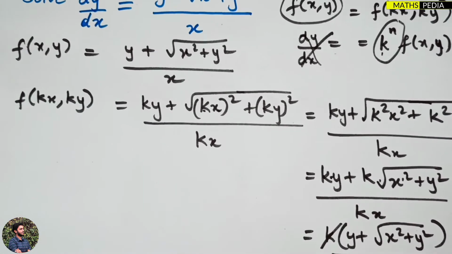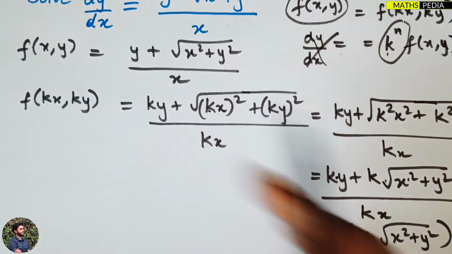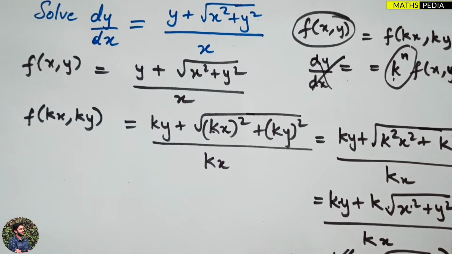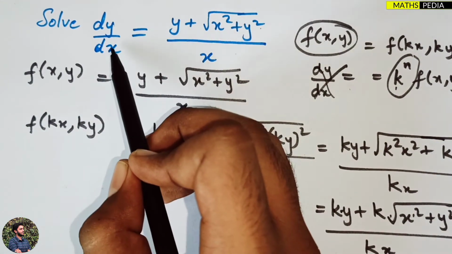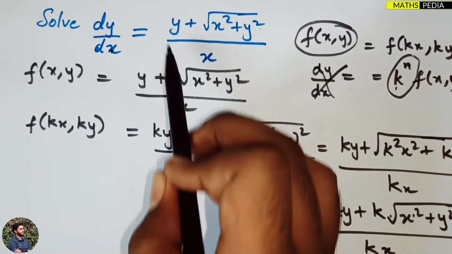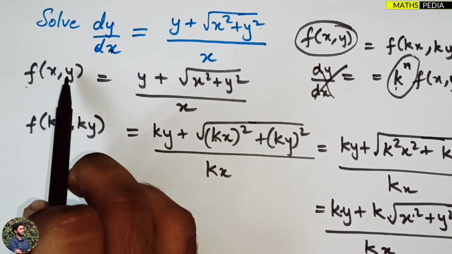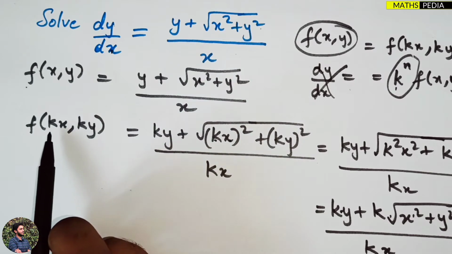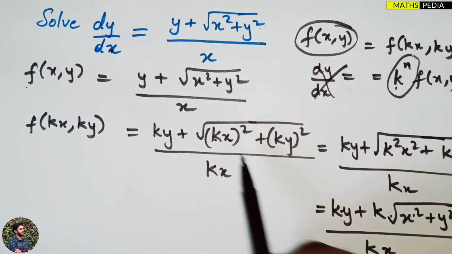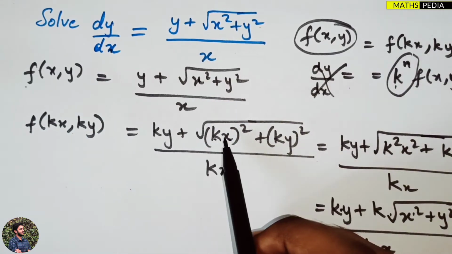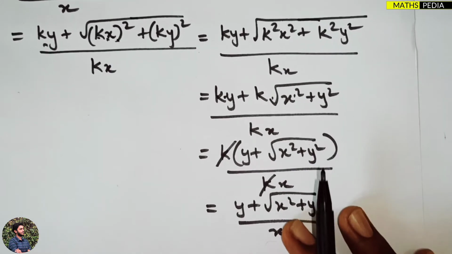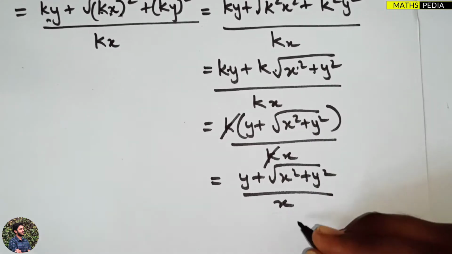This is nothing but what you can see in the question itself. We have taken f of x comma y, and one more point I should tell you: you should bring it in the form of dy by dx first. dy by dx you have to bring on one side, and all the rest of the terms on the other side. Then you take it as f of x comma y, then put any constant, any lambda, f of kx comma ky. In place of x you place kx, y becomes ky, then take common outside. After taking out you will get f of x comma y.